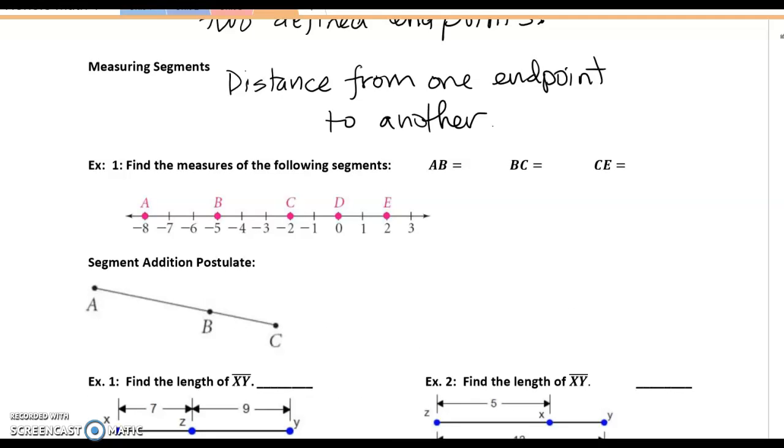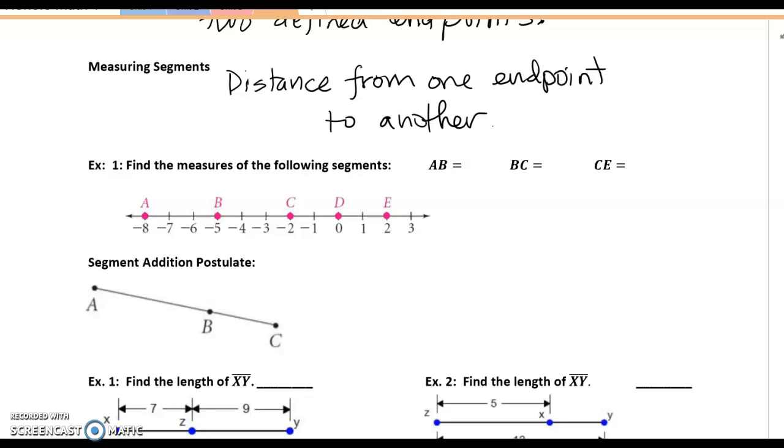So for example 1, we have these defined points on a number line. Notice that the location of some of these endpoints are on the negative side of the number line, but that should not matter when it comes to trying to find the measurements of the segments formed by picking two of those points to be endpoints of a segment.